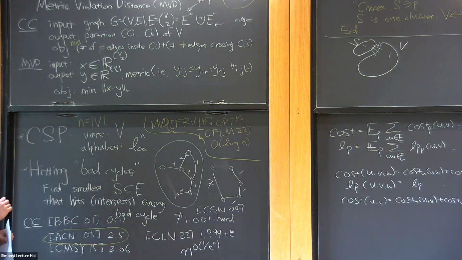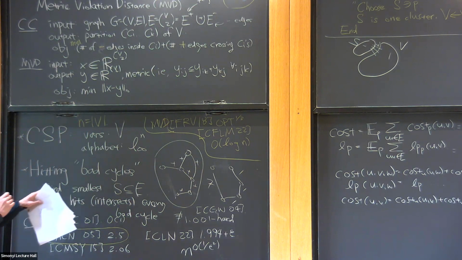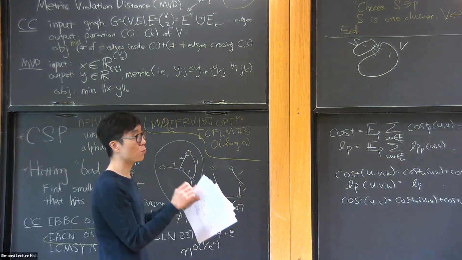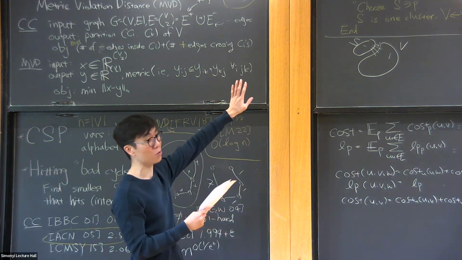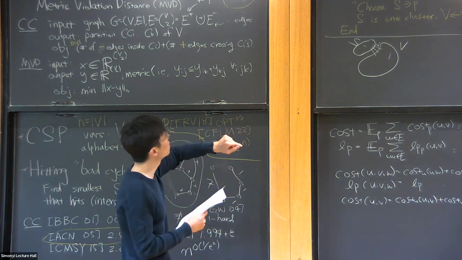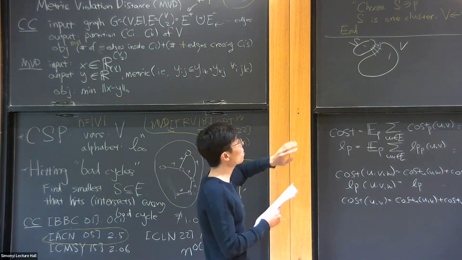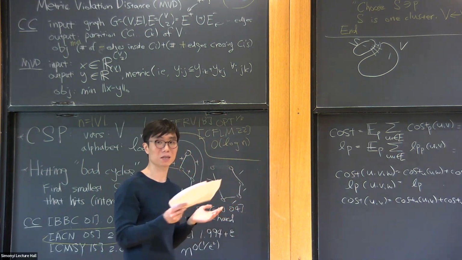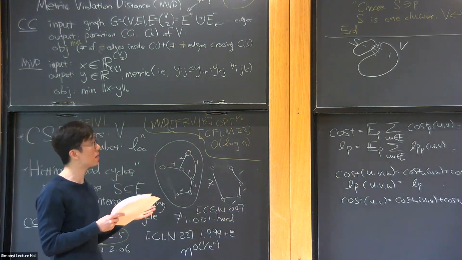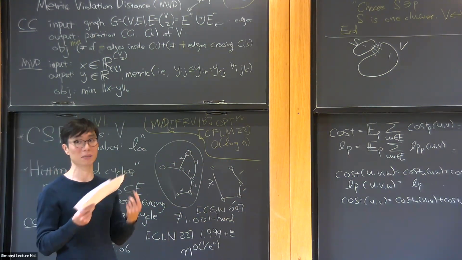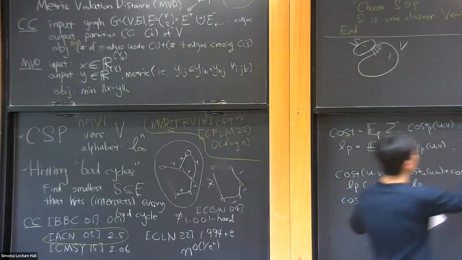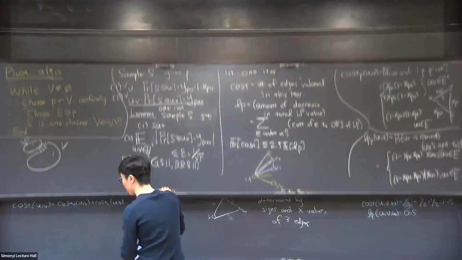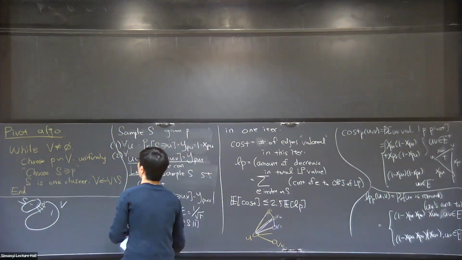So let's go back to correlation clustering, and then back to the combinatorial algorithm that we had. I'm going to tell you a bit about how to show it's a 3 approximation, and then I'm going to tell you what our algorithm is for MVD, and then probably we're going to stop there. So it's not going to be the end of that. Let's start from here.